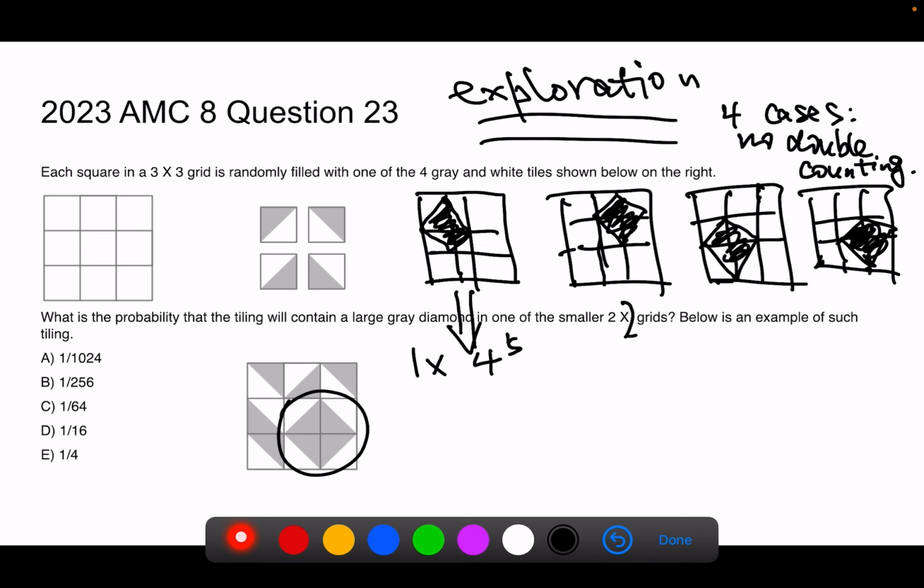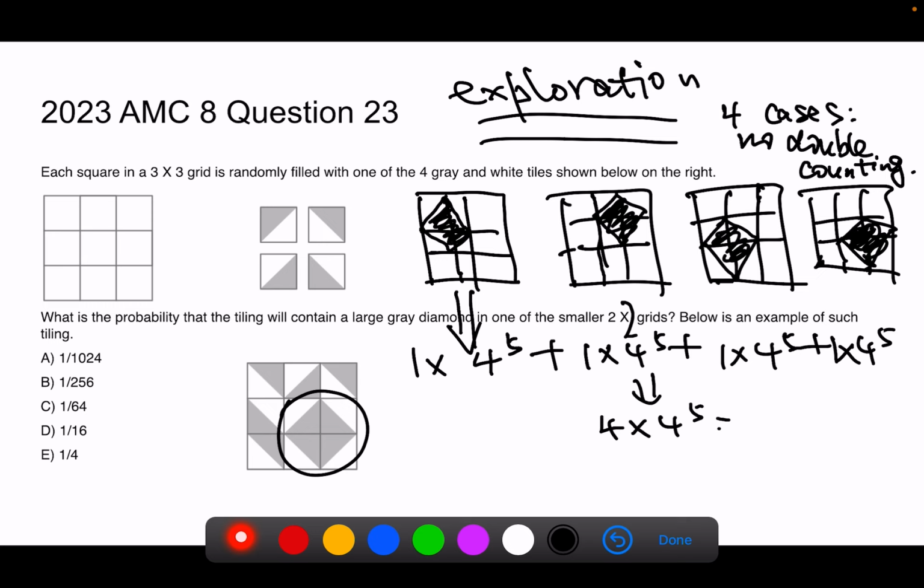So you add them up. You will get 4 times 4 to the power 5, equal to 4 to the power 6 ways to make it work. Now they are looking for probability, so you need to figure out how many total possibilities there are. What's the universe? Well, you have 9 cells. You need to pick one thing for each of them without any limitation. So the universe, which means every possibility, is 4 to the power 9.